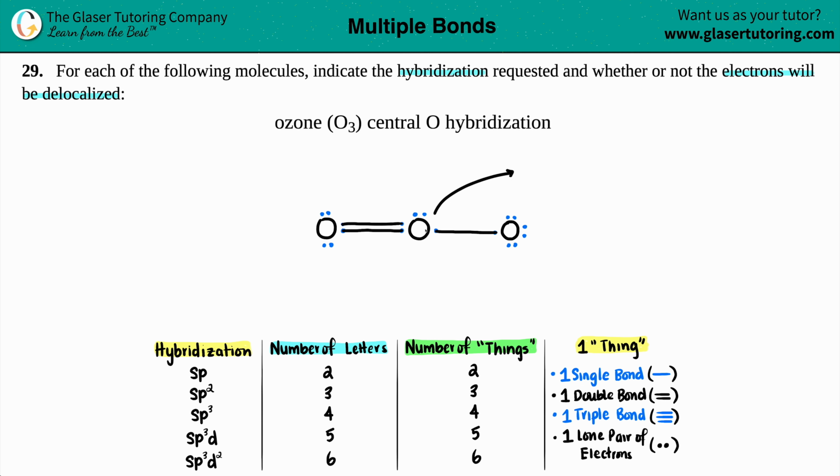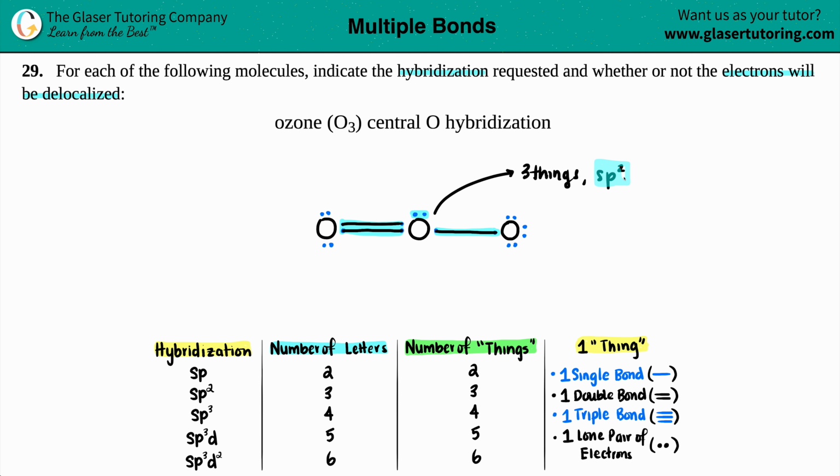So I look at the oxygen and ask, what's going on around it? Well, it's got one single bond, that's one thing. It's got a lone pair, that's two things. And then it's got a double bond, that's three things. Nothing else around that oxygen. So three things, three letters, sp2. That's the hybridization of the central oxygen.